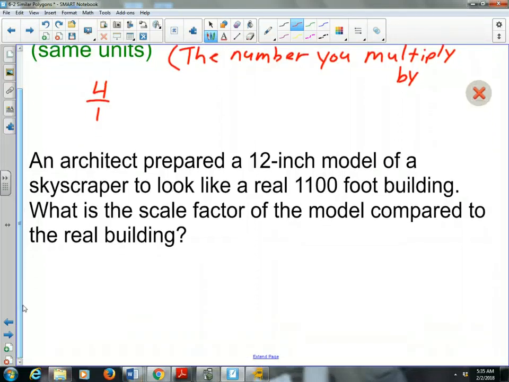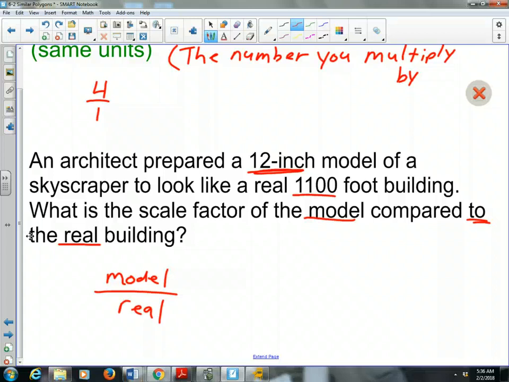We have to write down the ratio because that's what a scale factor is, a ratio of corresponding side lengths. And it says the scale factor of the model to the real building. So model is going to go in the numerator, and the real building is going to go in the denominator. That's the ratio of the corresponding side lengths. So the model is 12 inches, and the real skyscraper is 1,100.